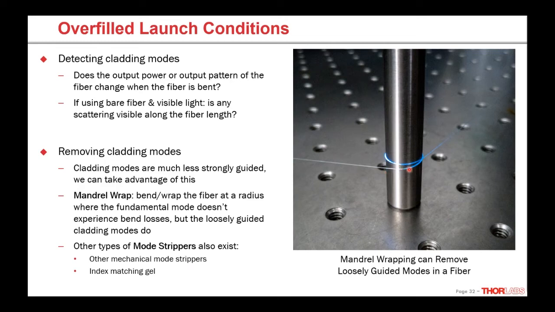We'd call this a mandrel wrap, which is basically just bending the fiber around something. And as you can see, the input is here. We have no light scattering out of the fiber because it's all coupled in. As soon as we bend the fiber, we can see this blue light. It's not a cladding mode. It's a higher order mode below the cutoff wavelength, but it's the same effect. As soon as we start bending the fiber, we see that mode leaking out throughout the fiber, and then as the fiber stops being bent, it's no longer leaking. So this is a great way to filter out any of those higher order modes if they're in the fiber.